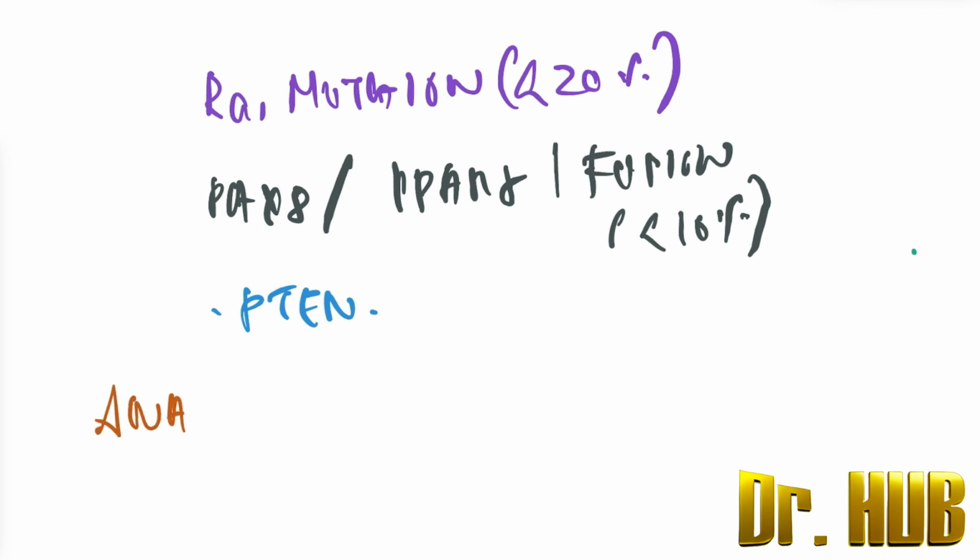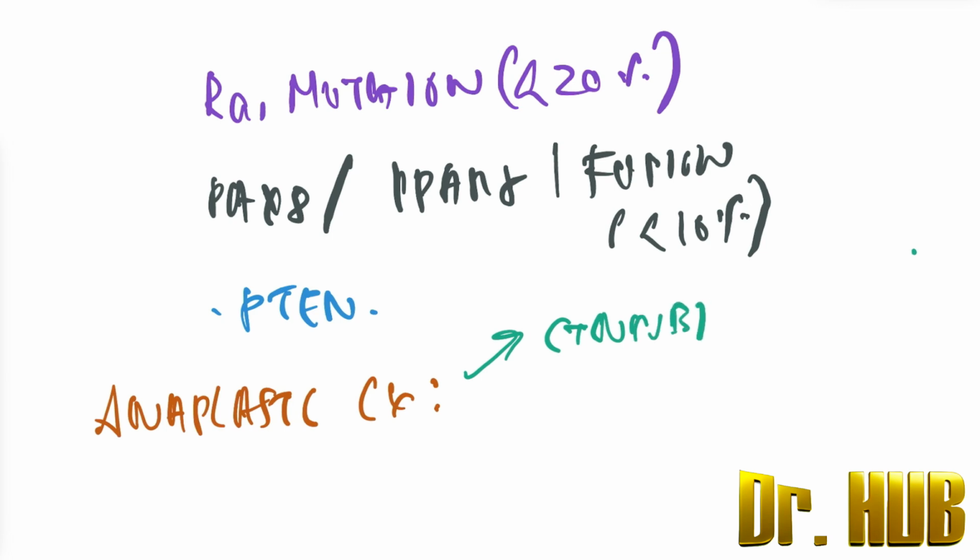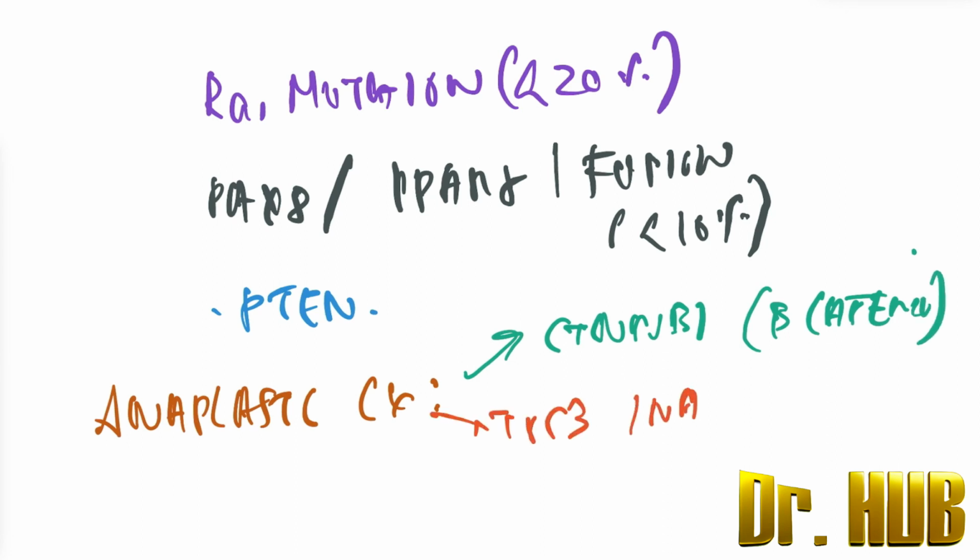Lastly, there is anaplastic carcinoma. Under anaplastic carcinoma, there is CTNNB1, that is beta catenin, and also the TP53 inactivation.